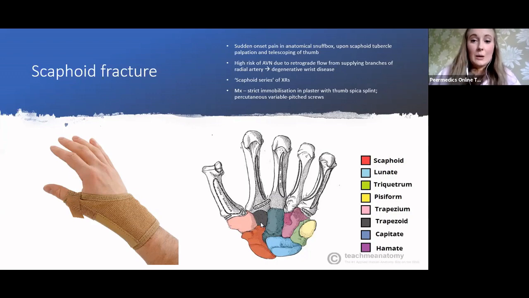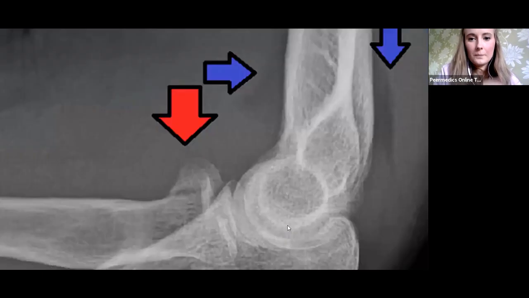And you're going to want to manage it by immobilizing it in plaster and using what you call a thumb spica splint. So the thumb spica splint, if you've never seen one before, is what you've got in the picture on the bottom left there. If you are going to have to screw it, you can use what you call percutaneous variable pitch screws. I can't say I've ever seen that surgery or seen it come up in a question, but I have seen thumb spica splint come up in something before. Right, what can we see in the red arrow, and what do we think we can see in the blue arrow?